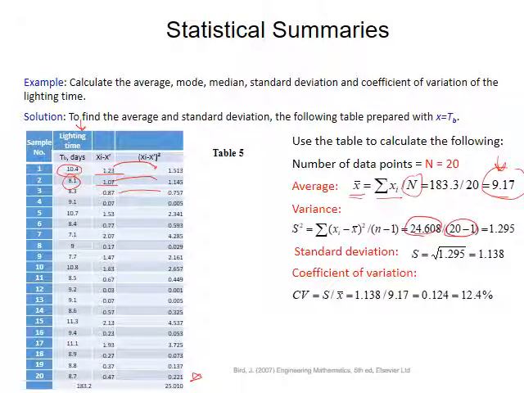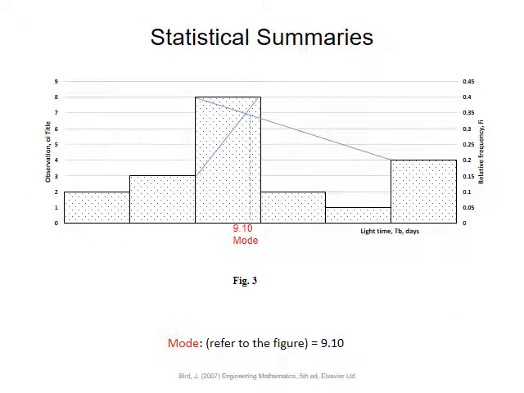These are the summation, okay, and divided by 20 minus 1, it gives me the variance. I take the square root, it gives me the standard deviation. I divide the standard deviation by the average and multiply by 100%, it gives me the coefficient of variation.